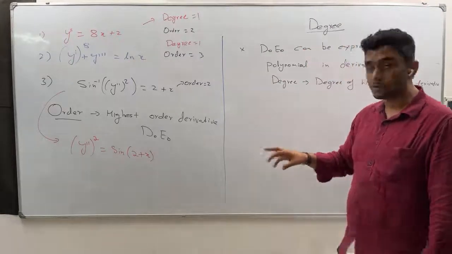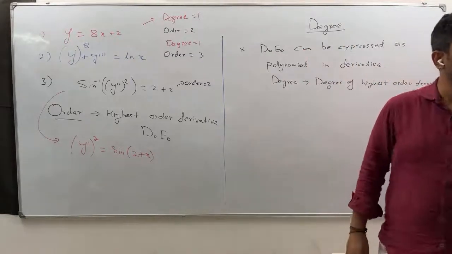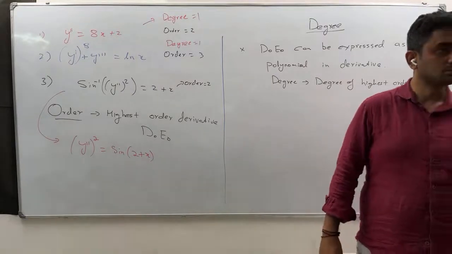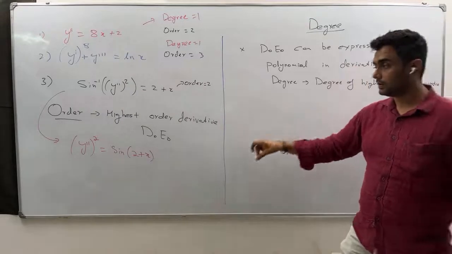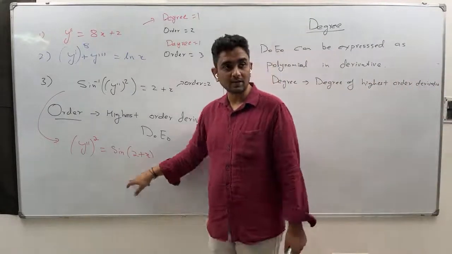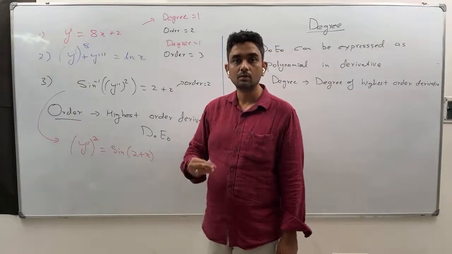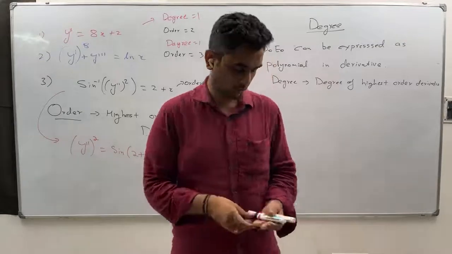Sine is not a polynomial. Sine is a trigonometric function. Polynomials are algebraic functions. So it should be a polynomial in derivative. This is not a polynomial, but this is not a derivative. It's a variable and constant. We do not care about that.